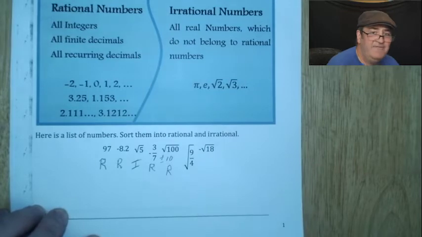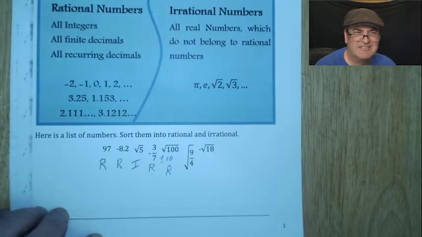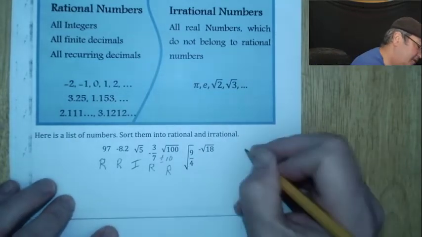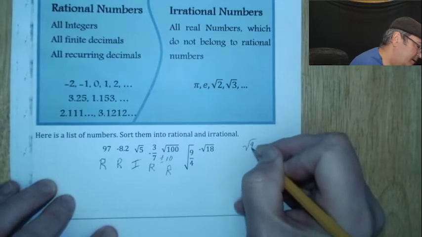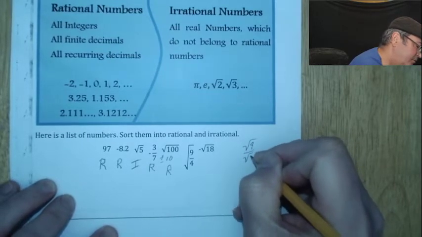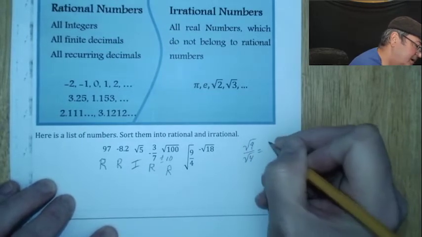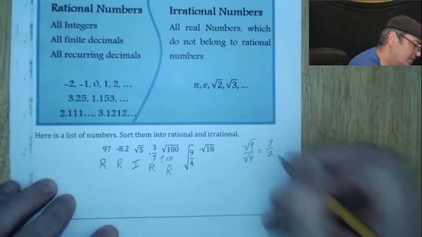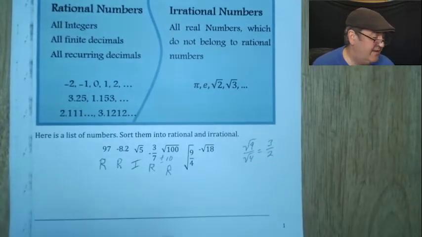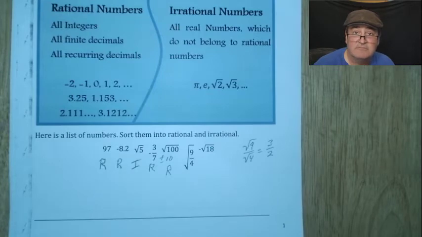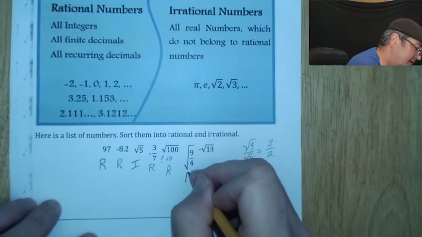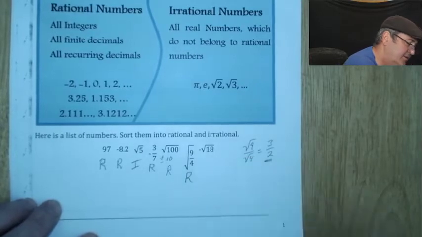Square root of 9/4. You're like, oh, that's going to be hard. Remember, we can rewrite that as the square root of 9 over the square root of 4, which simplifies. Square root of 9 is 3. Square root of 4 is 2. That's just 3 halves, since 3 halves times 3 halves is 9/4. That is a rational number.